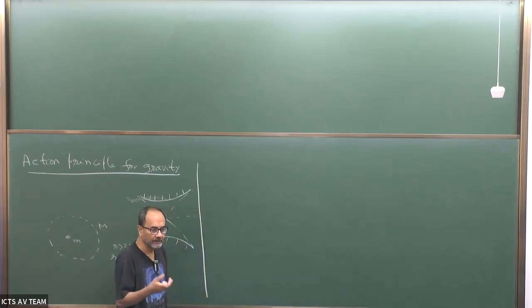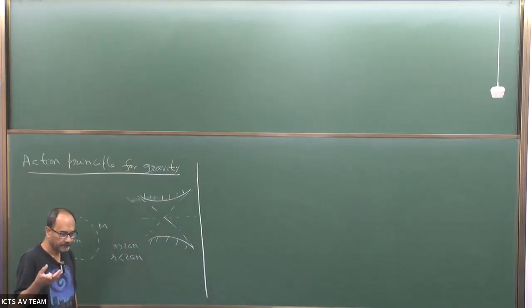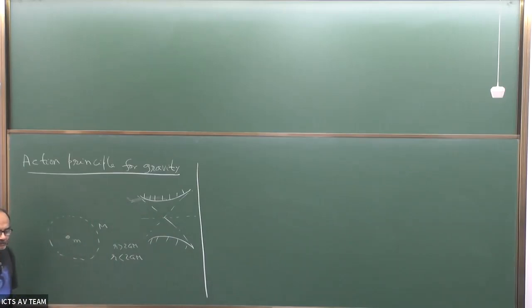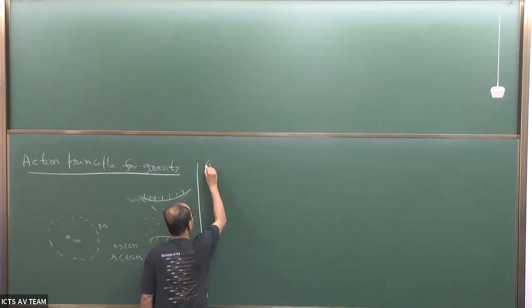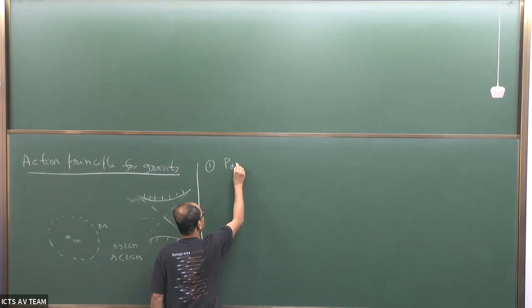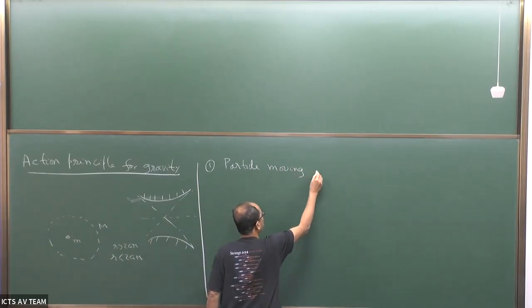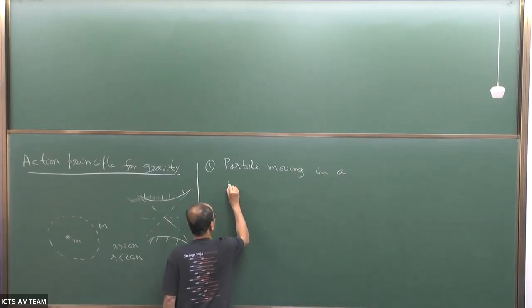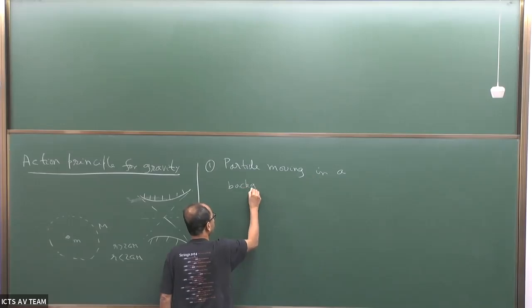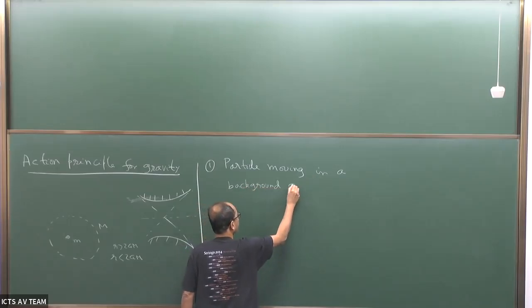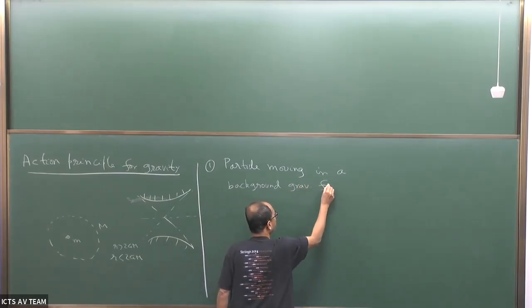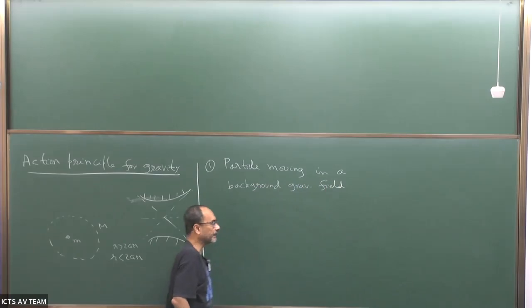Okay. So we want to see if we can do a similar thing for gravity, and I'll explain what we mean by doing a similar thing for gravity. But first, let's just start with particle mechanics. Okay, but a particle that is moving under a gravitational field. So first, particle moving under background gravitational field. Okay, here you already know what the equation of motion is.